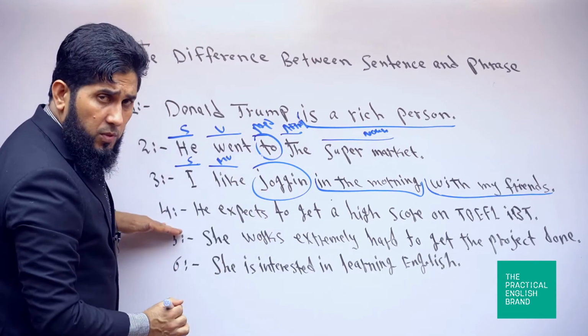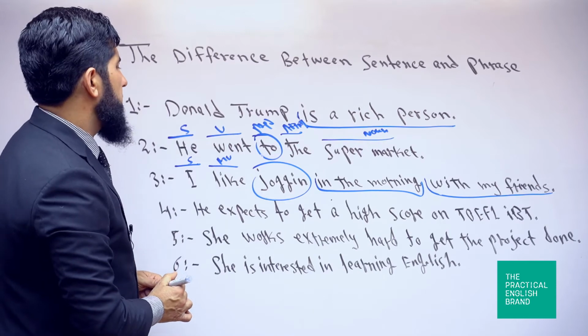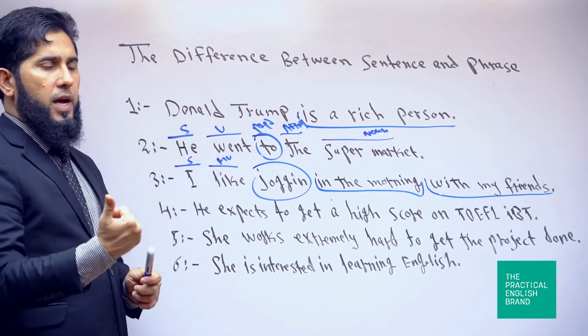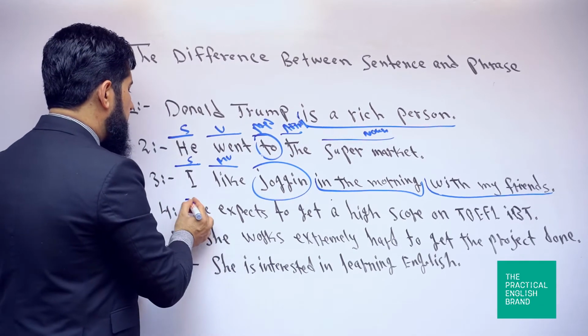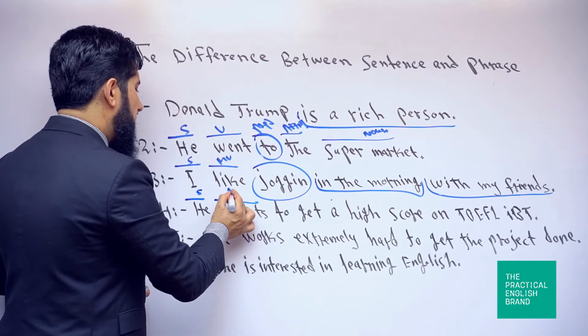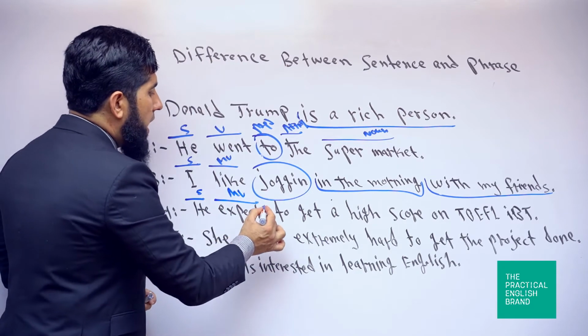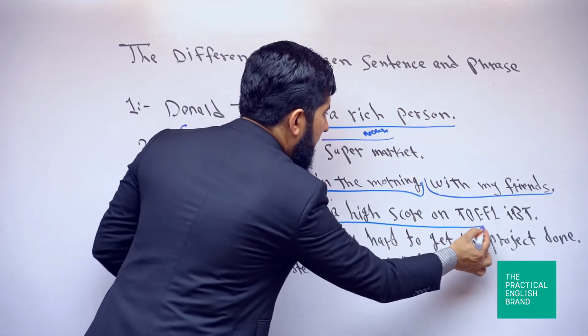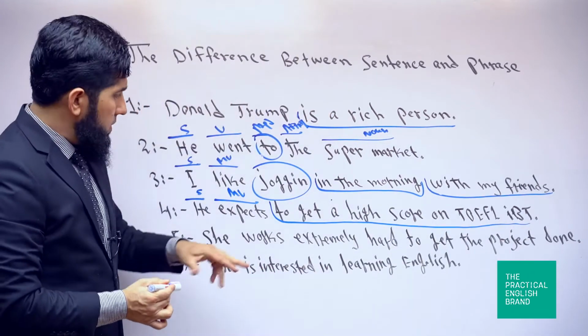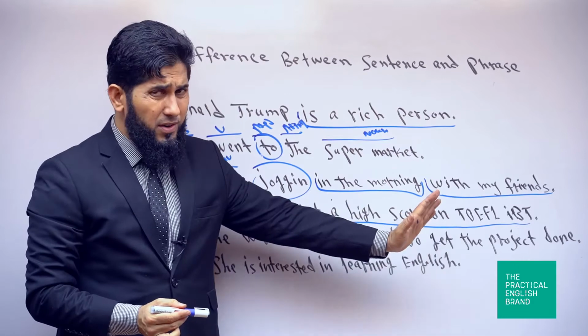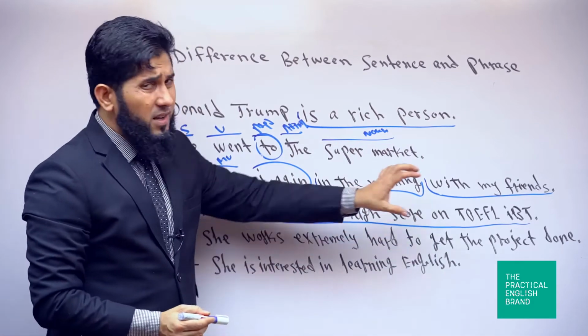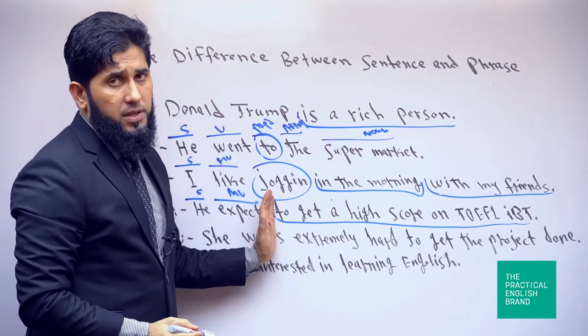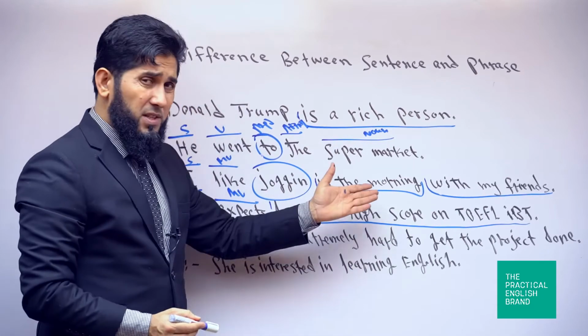And look at example number 4. "He expects to get a high score on TOEFL IBT." So now we have the subject over here and we have the main verb form, expects. So now if you say after the word "to," altogether, the word "to" plus other related words could be called an infinitive phrase. So now it's an infinitive phrase.